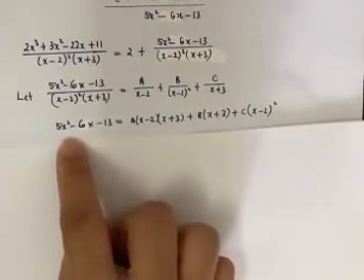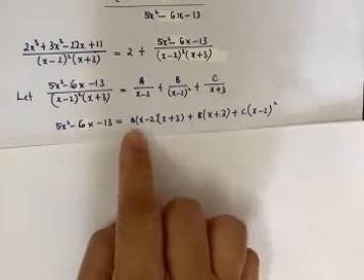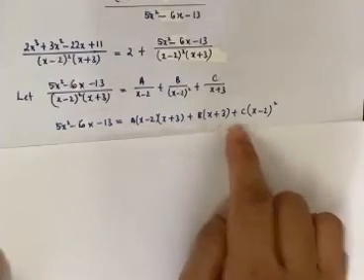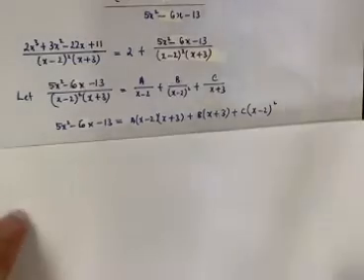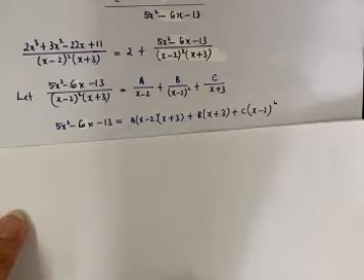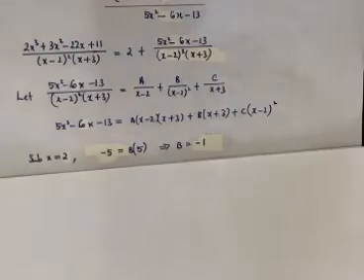Next step is to end up with this. 5x squared minus 6x minus 13 equals A times (x minus 2) times (x plus 3) plus B times (x plus 3) and plus C times (x minus 2) squared. In this case, we can substitute x equals minus 3 and x equals 2 to get rid of some of the unknowns. So in the first case, I've decided to substitute x equals 2.